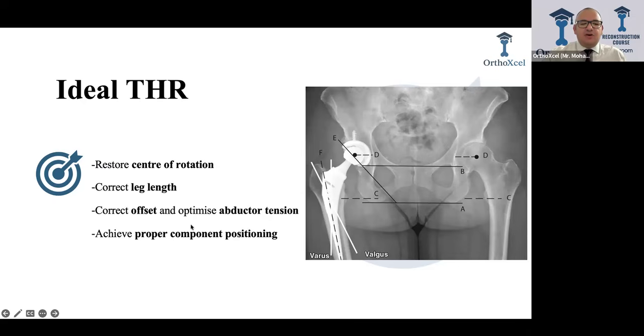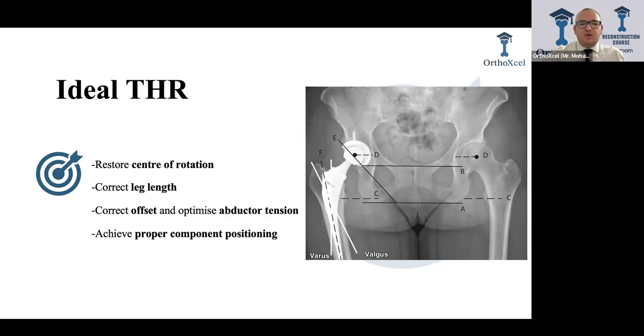You need to achieve a correct offset, both horizontal and longitudinal offset. If you keep this triangulation, like a triangle starting at the center of rotation, going transversely, and then going vertically, we're trying to restore the offset both vertical and horizontal.